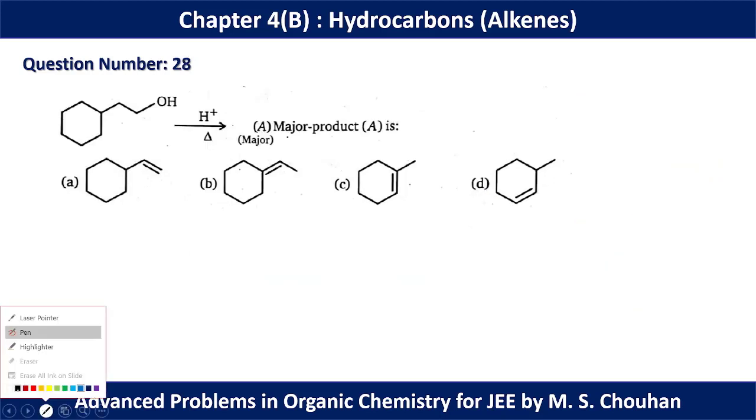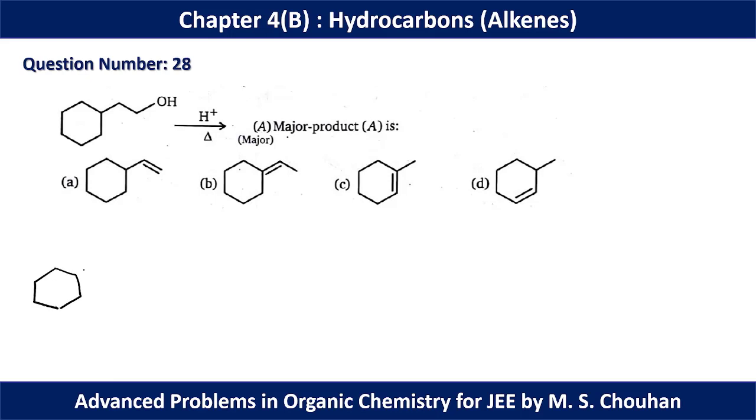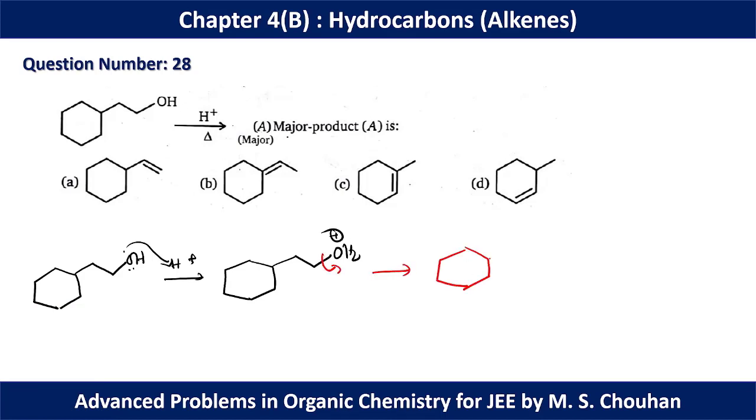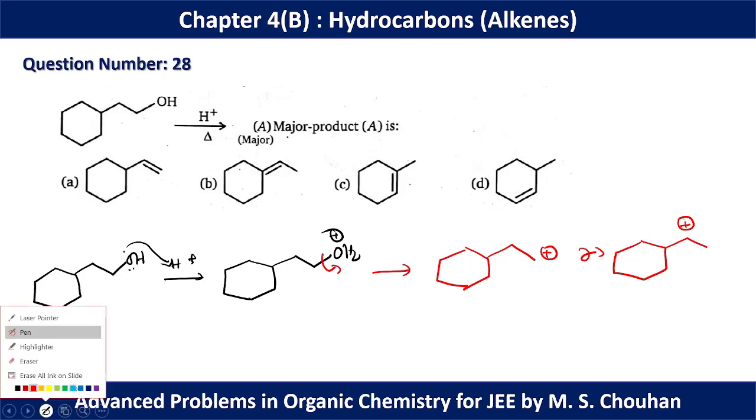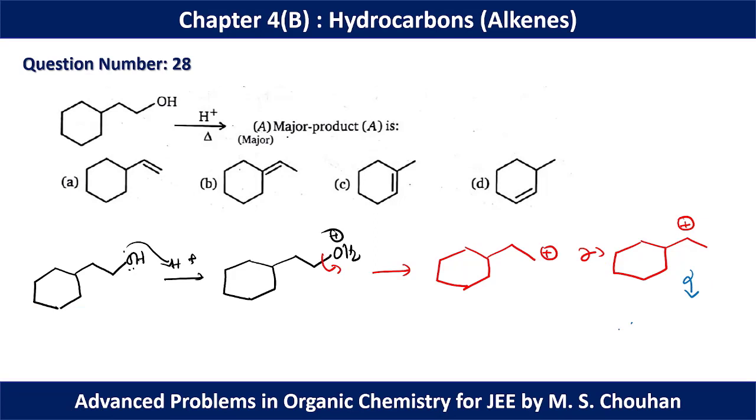In question number 28, we can start with this H plus and we can have OH2 plus in this position. Now after eliminating water as a leaving group, we can have this. This carbocation can be involved with resonance. This carbocation is involved in rearrangement, and we can have this kind of situation first. And again, it can be involved in rearrangement.